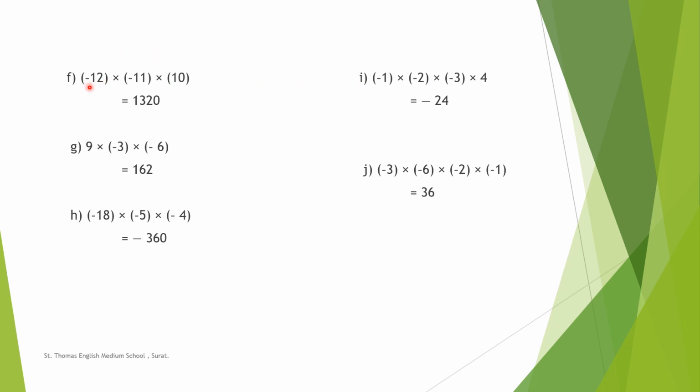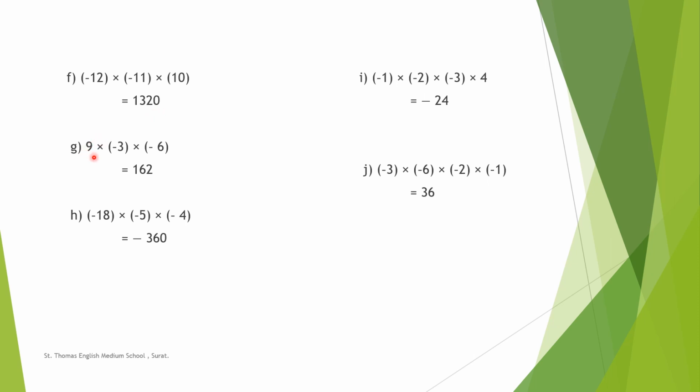Question number F, minus 12 multiplied by minus 11 multiplied by 10. Minus into minus is plus, plus into plus is plus. So what you have to do? First you have to see the sign. Multiply the sign first, then multiply the numbers. So it's easy for you. Now 12 11s are 132 and one more 0 left. So put the 0. So the answer is 1320.